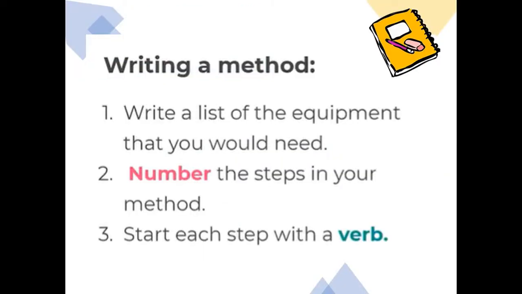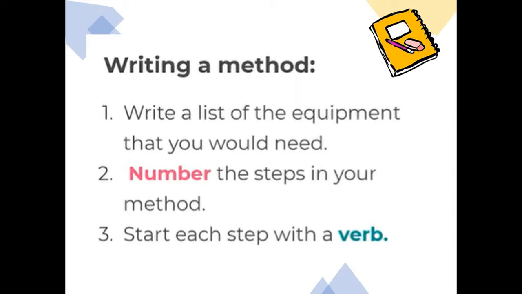I would like you to write a method now. So I'd like you to, a bit like you've been doing in English and reading skills, a little set of instructions. So write a list of the equipment that you'll need today. And then I'd like you to do numbered steps in your method. And I'd like you to start each step with a verb. You know the type of verb I'm on about. An imperative verb, a bossy verb.